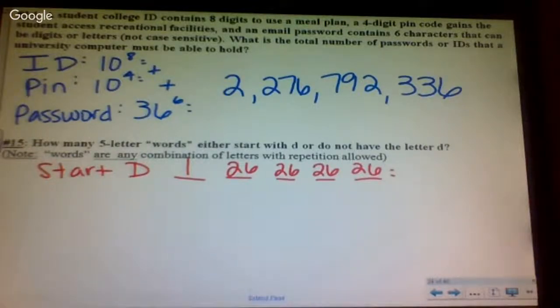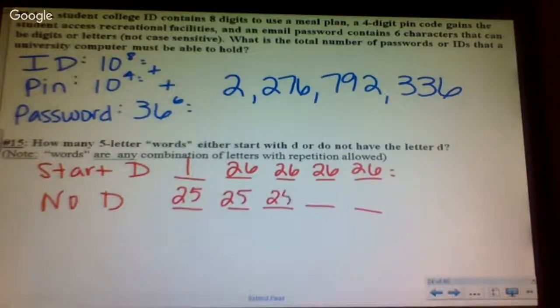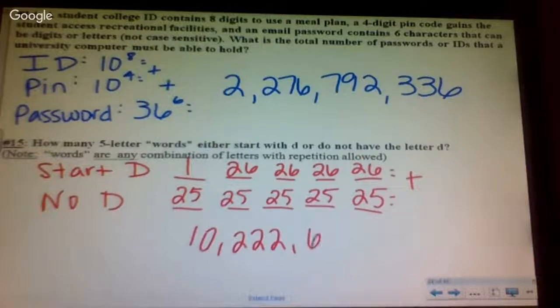Now we need to do no Ds. So none of these can contain a D. How many options do I have? 25. I have 25 letters that are not Ds. And again, you would add these two answers together, and you get 10,222,601. Your biggest challenge is going to be figuring out what in the world they are asking of me. If you can decipher that, this section becomes very easy.